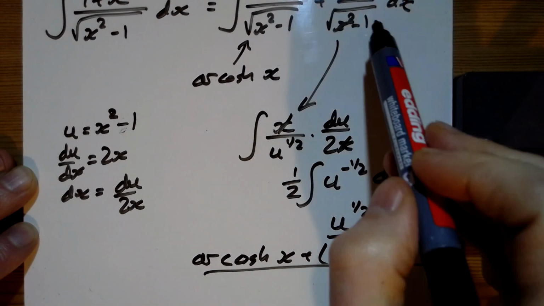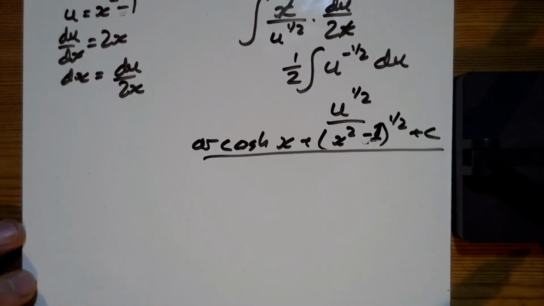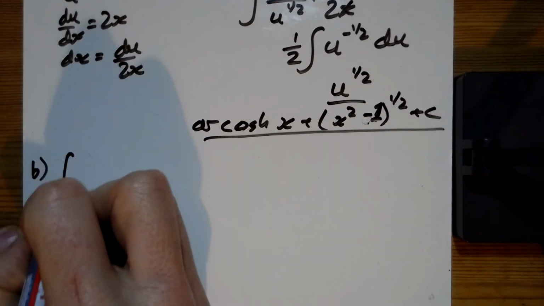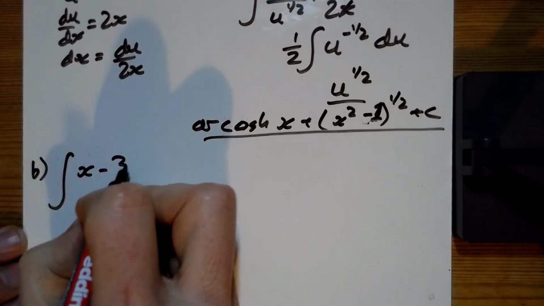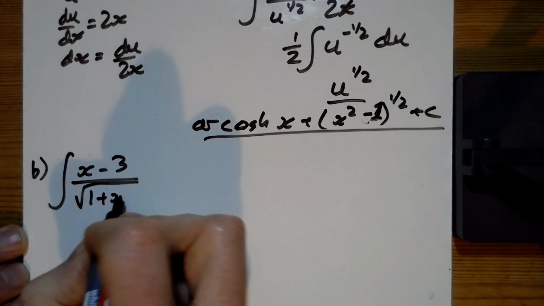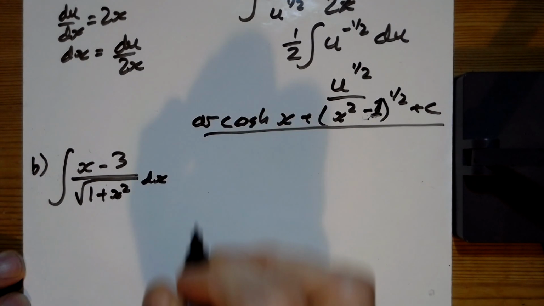The hope is that you'd be able to do that quicker without having to do the substitution. I'm just doing the substitution to show you where it comes from. I'll do b as well. And so b is x minus 3 over the square root of 1 plus x squared. This one is the plus. Maybe that's where I saw the plus earlier.